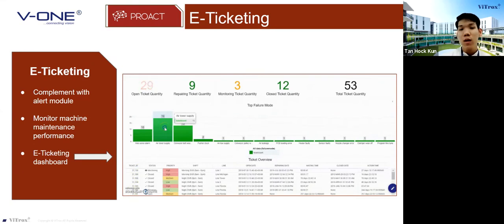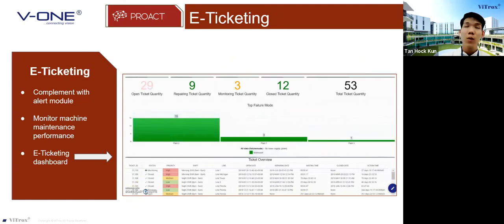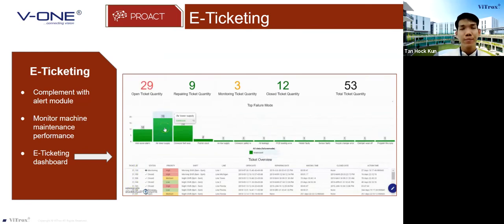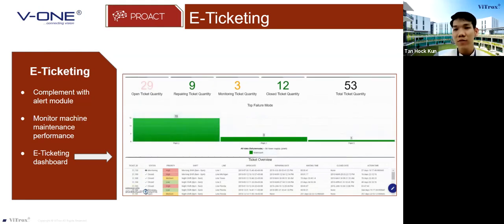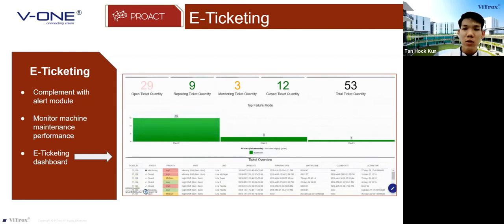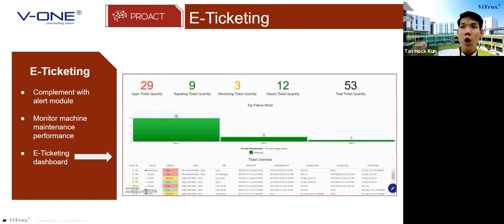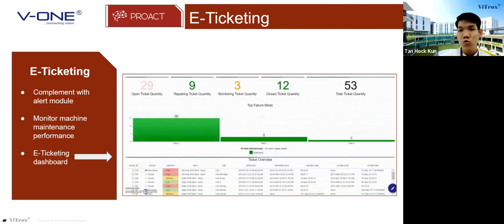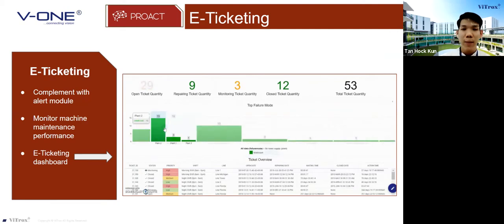With this e-ticketing dashboard, all the ticket information can be monitored in real time, such as the open ticket quantity, which means the ticket has been created, but the issue or problem is yet to be responded to by your technician, and also the amount of tickets in the monitoring, repairing, and close stages, respectively. With the data collected, you are able to analyze information like the top failure mode by your production plant, by your production line, or even by the machine type. And from there, formulate a better plan or strategy related to your future maintenance activities.